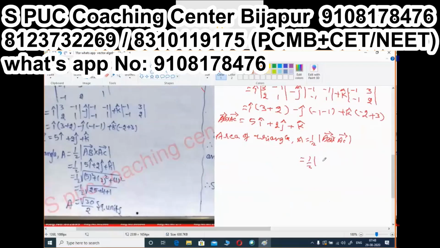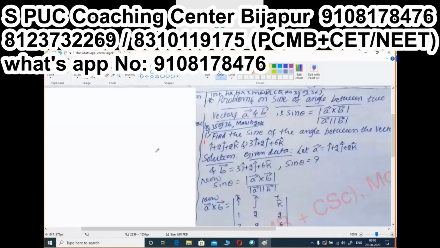Okay, 5 i cap plus 2 j cap plus k cap. Then 1 by 2 modulus of that, it is 5 square plus 2 square plus 1 square. 25 plus 4 plus 1, that you are going to get as root 30 by 2 square units. This is the required area of the triangle.